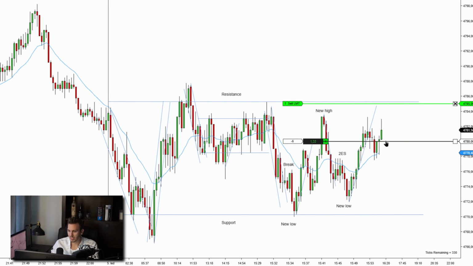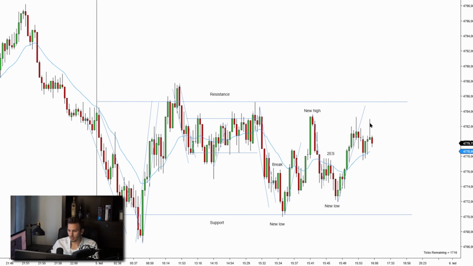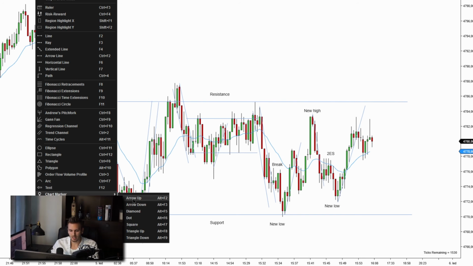So I'm going to tighten my stop loss because I don't want to risk any money on the table right now. All right, so you guys can see that our runner just got stopped. So this was a quick, easy scalp. The first trade for the day.